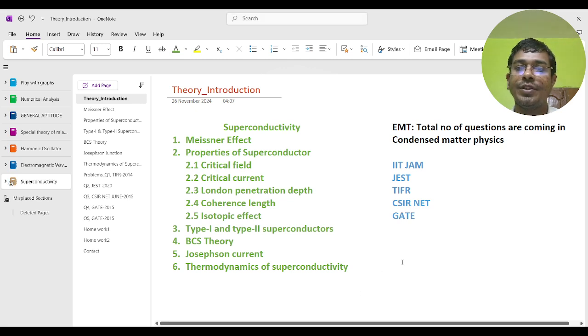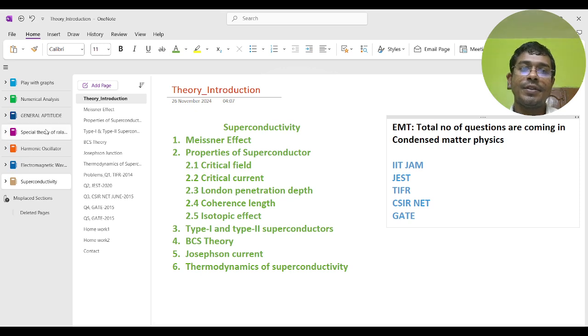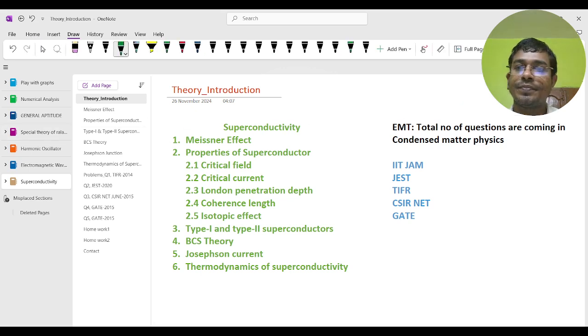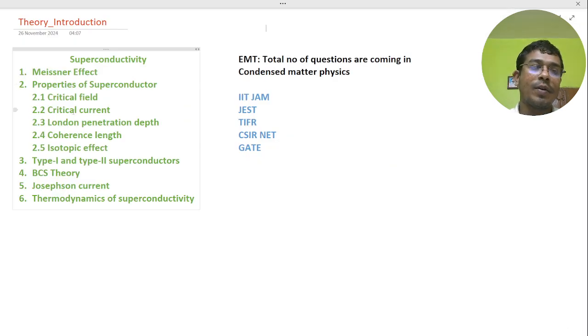Basically, we will discuss today the most important topic, condensed matter physics for IIT JAM, JEST, TIFR and NET GATE purposes. Here we have the introduction part. We have covered six topics: Meissner effect, properties of superconductor, critical field, critical current, London penetration depth, coherence length, isotope effect, type 1 and type 2 superconductors, BCS theory, Josephson current, thermodynamics of superconductivity. Our topic today is superconductivity, a chapter from condensed matter physics.